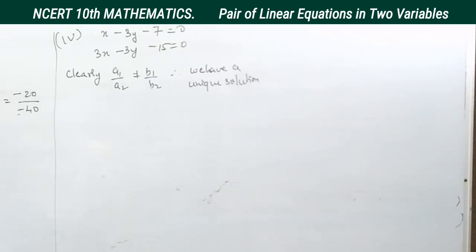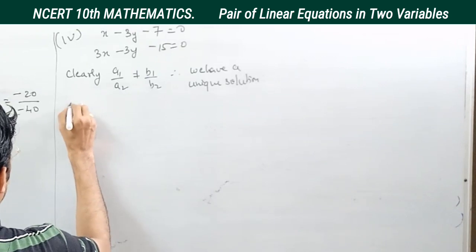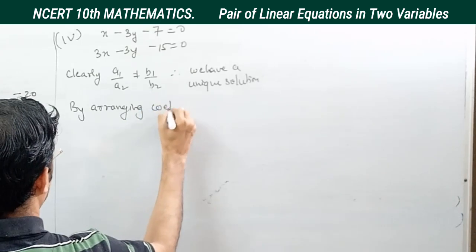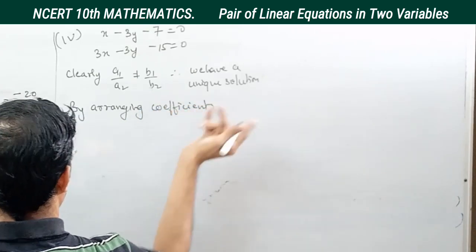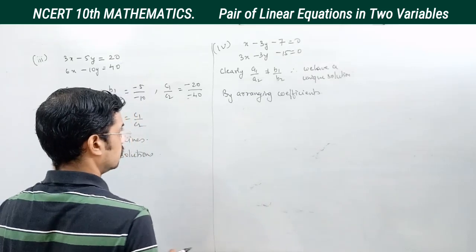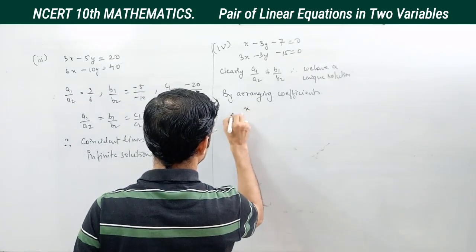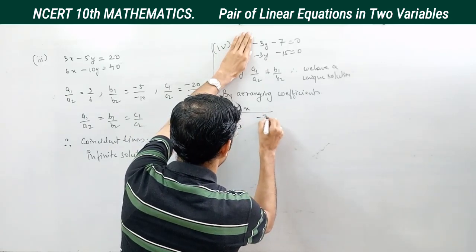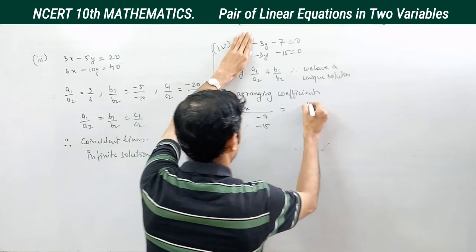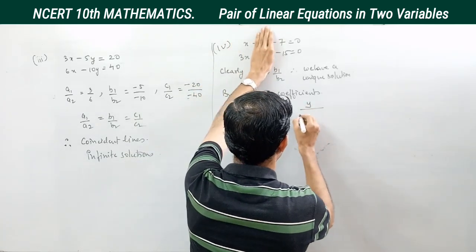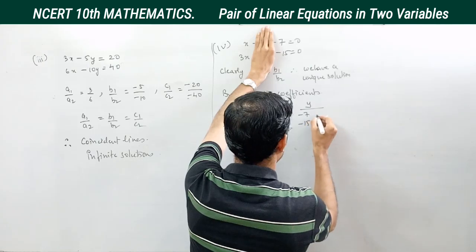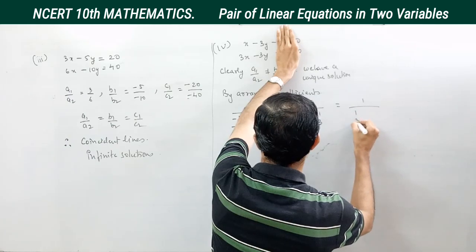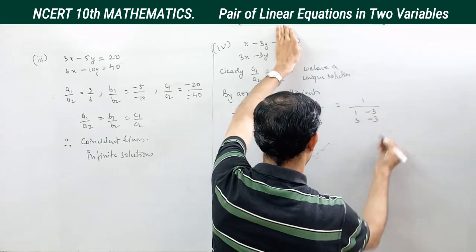So let us find that solution. How to find? By arranging the coefficients. So x by, this is minus 3, minus 3, this is minus 7, minus 15. Then we have 1, 3, then 1 by, this is 1, 3, minus 3, minus 3.